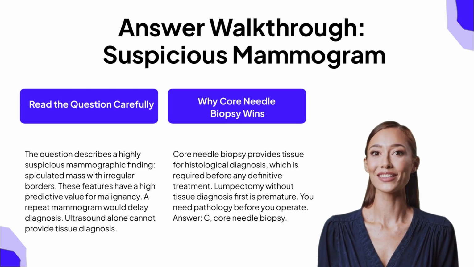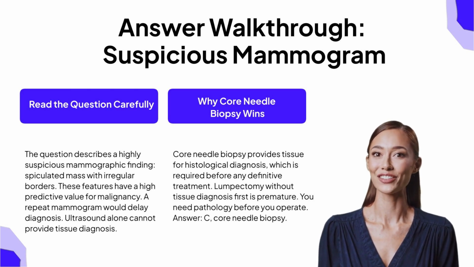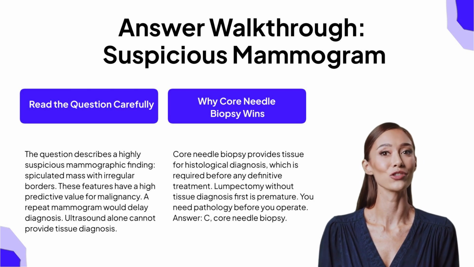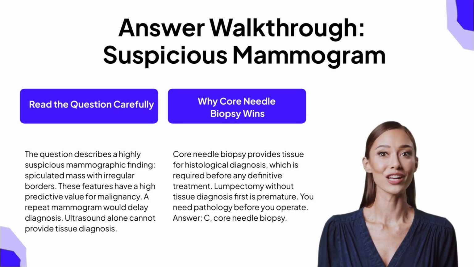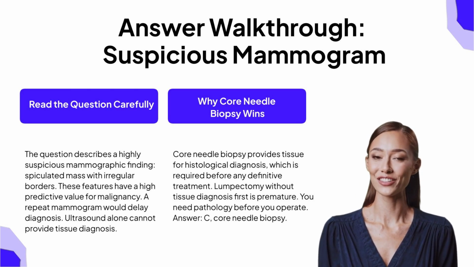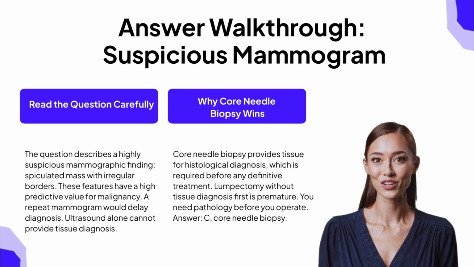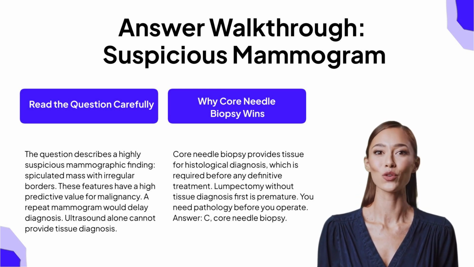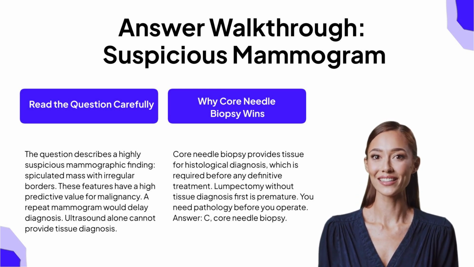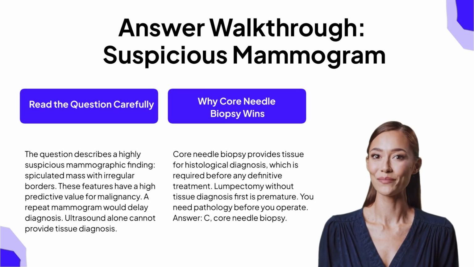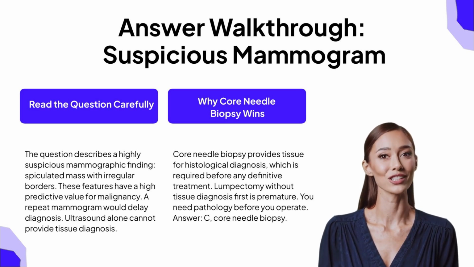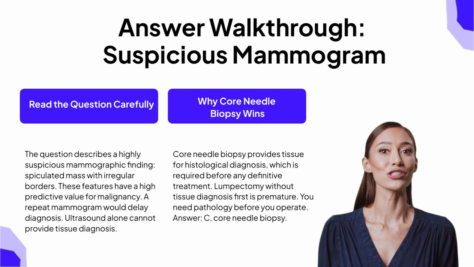Repeating the mammogram in 6 months would be a dangerous delay for a suspicious lesion. Breast ultrasound alone cannot give us a tissue diagnosis, and lumpectomy without a tissue diagnosis first is putting the cart before the horse. You always need pathology before you operate. The correct answer is C, core needle biopsy. This is a classic next best step question. Review your question bank and first aid for the imaging to biopsy decision pathway.